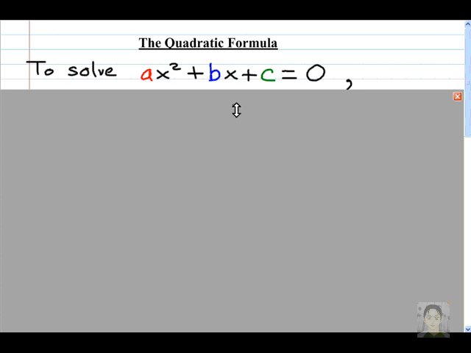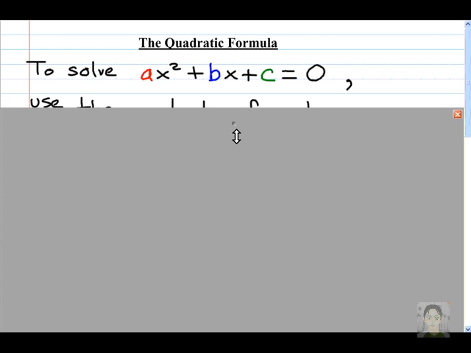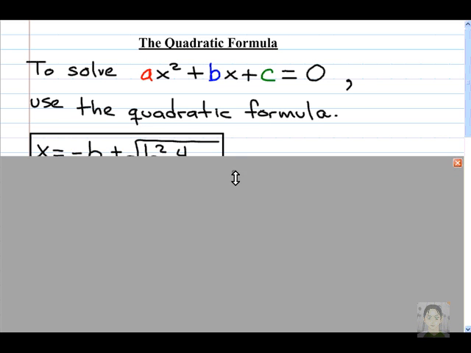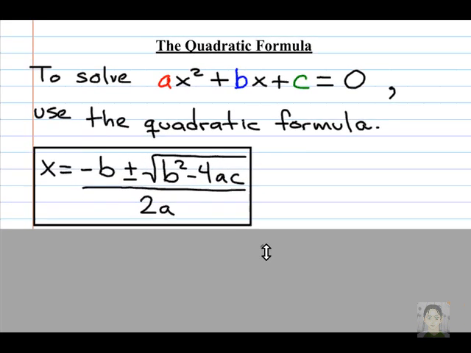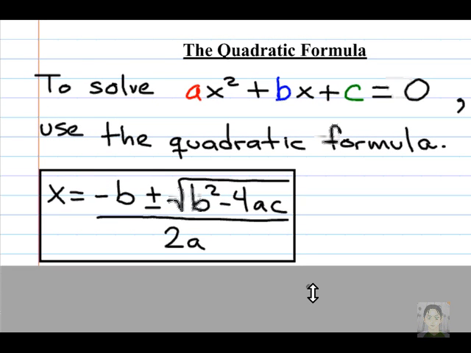First of all, the quadratic formula is used to solve any quadratic that is in standard form. That is, ax squared plus bx plus c must be equal to 0. If you do have a quadratic in standard form, then the quadratic formula can solve that problem and find the value of x. You may have one solution, two solutions, or no solutions.